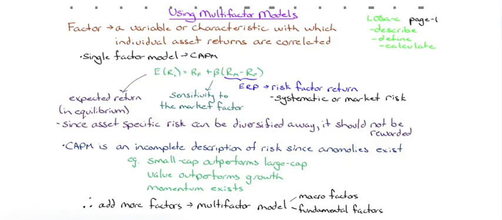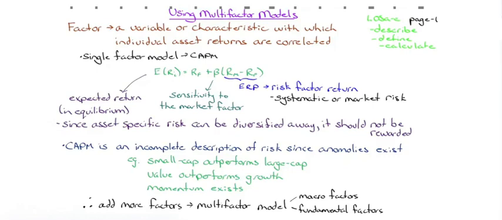And to understand arbitrage pricing theory, we first have to get our head around what a factor is, what a multi-factor model is, and the idea of financial market equilibrium. Once we have that, we'll understand arbitrage pricing theory. So a factor is a variable or a characteristic with which individual asset returns are correlated.